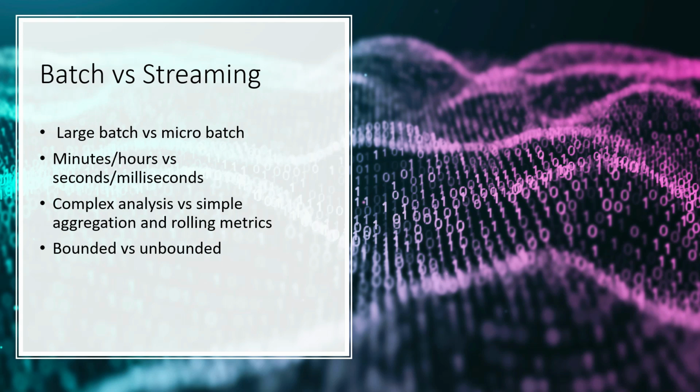Typically, the batch processing would involve complex analysis, and the streaming would involve actually simple aggregations or rolling metrics. Why? Because we have to be very quick in calculations as the data is continuously coming, and the purpose is to give insights earlier. So usually it is something where we are doing aggregations, rolling metrics, etc. And of course, one of the very evident differences is, in batch, it is bounded data.